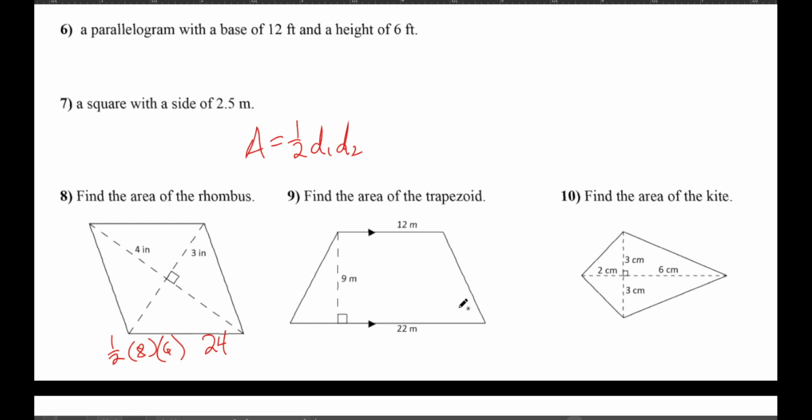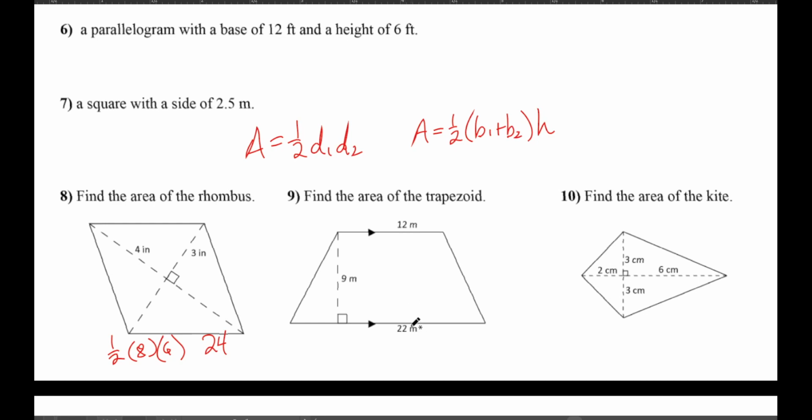Okay. What's the area of a trapezoid? That's something that's a little different. You wouldn't have been able to do it the first day of school. Yep. So the area of a trapezoid is 1/2. It's kind of like a triangle, but you've got 2 bases. So it's base 1 plus base 2, times the height.